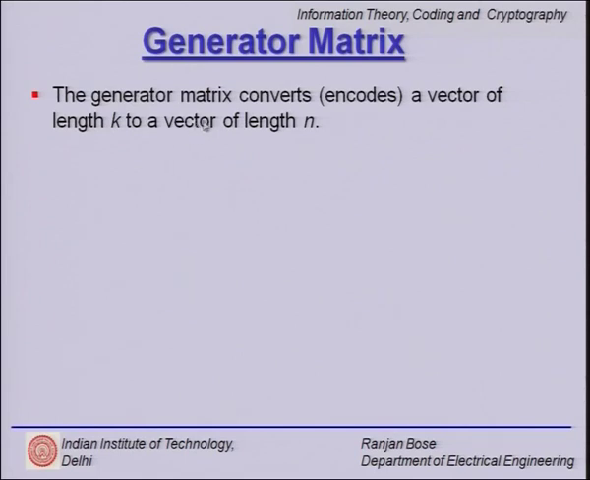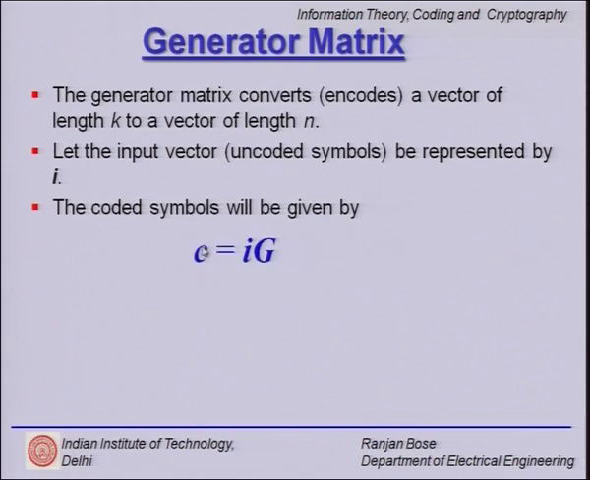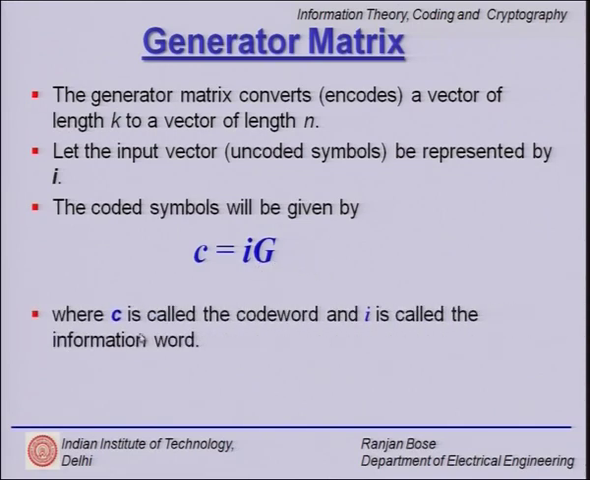The generator matrix converts or encodes a vector of length k to a vector of length n. Clearly it is k cross n. Let the input vector of uncoded symbols be represented by I. So I is 1 cross k, and the coded symbol is represented by C equal to I times G. So C is 1 cross n, equal to 1 cross k times k cross n, so you end up with 1 cross n. Here C is called the code word, I is called the information word, and G is clearly the generator matrix.